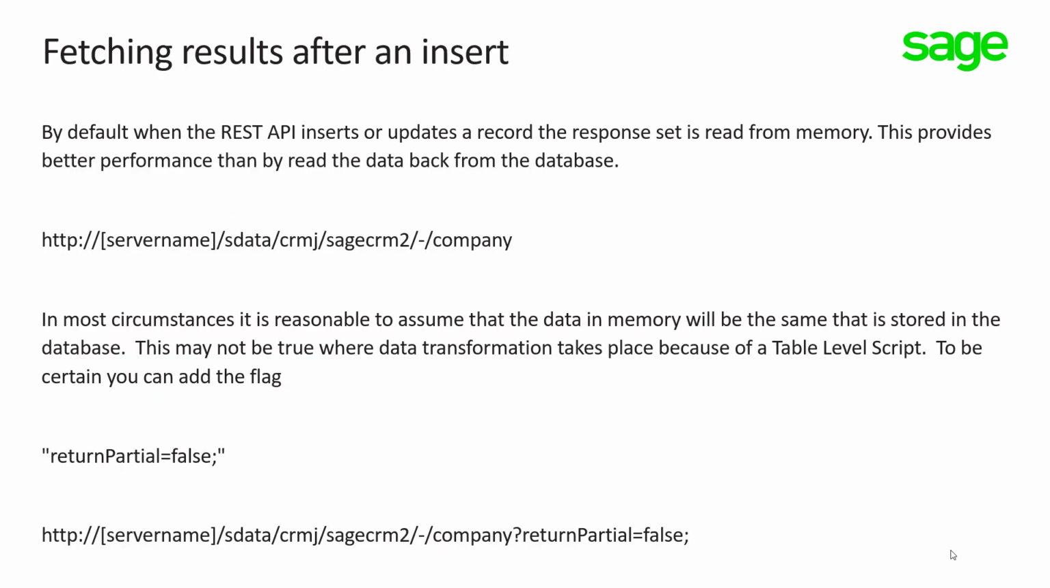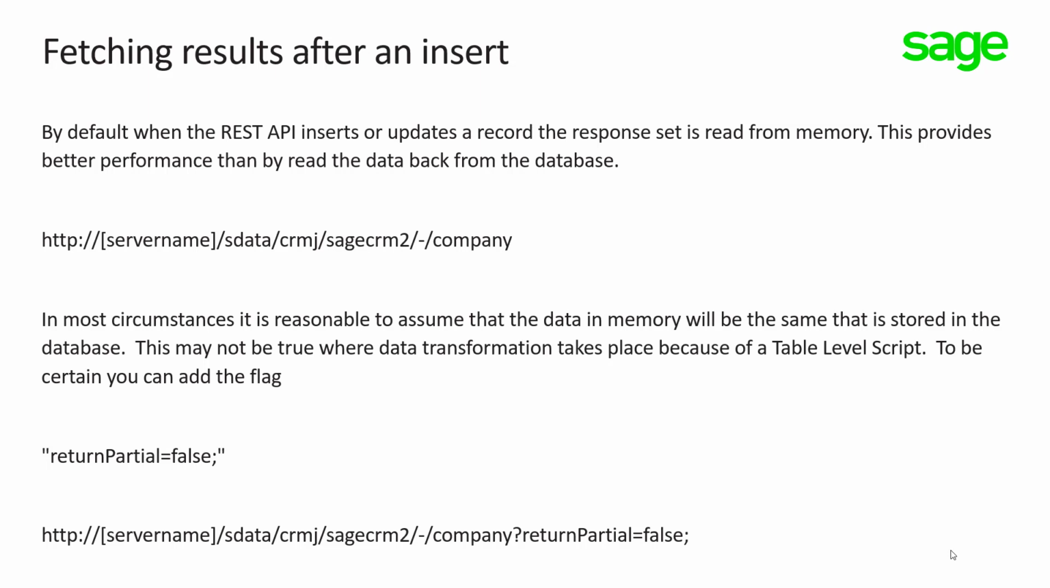Now, in that sort of update, there's an assumption that is made. An assumption is made that if we have submitted the value, then we can assume that the data that we know on our side is going to be the data that's actually held inside the database. But we know from table level scripts that theoretically that's not quite true, because we could have table level scripts changing the data as it's being inserted. By default, whenever the REST API inserts or updates a record, the response set is read back from memory, not from the value that's submitted and committed into the database.